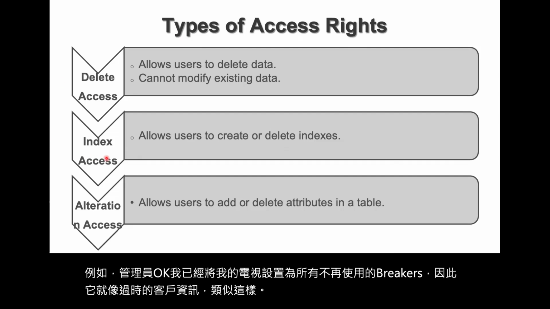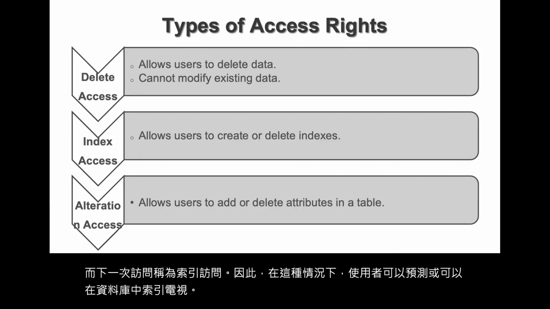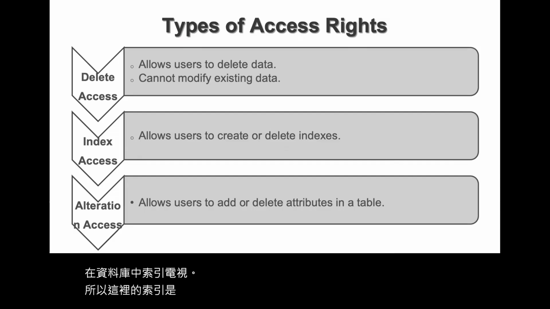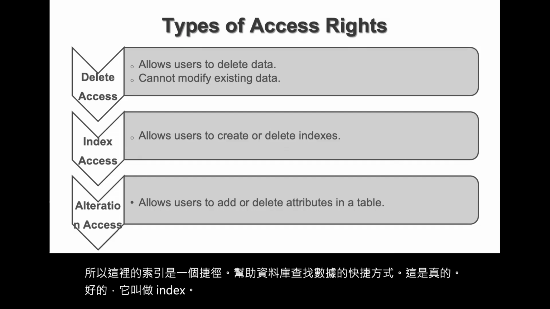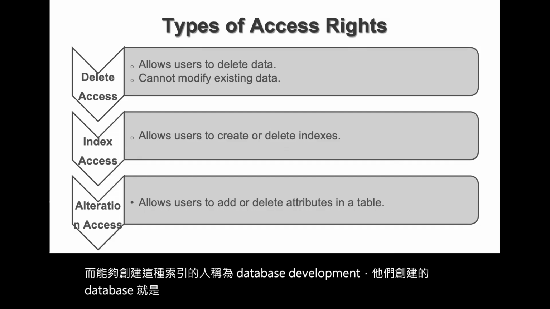And the next type of access is called index access. So the users in this case can create or delete indexes in the database. The index here means the shortcut that helps the database to find the data faster. Okay, it's called index. And the one who can create this kind of index is called a database developer. They create this kind of index to speed up the search for the customer's name, for example.